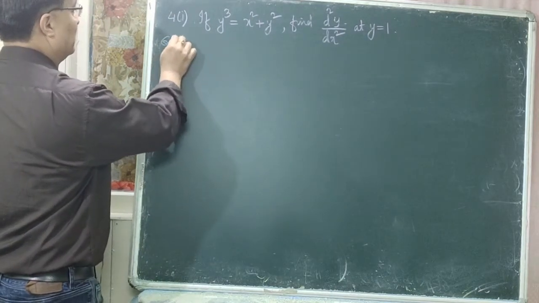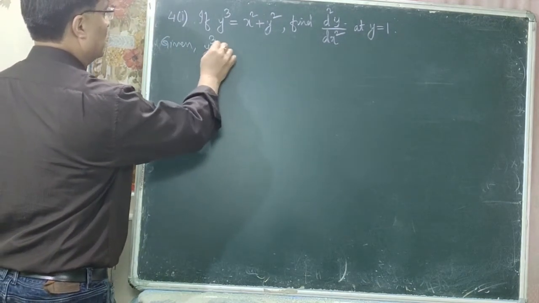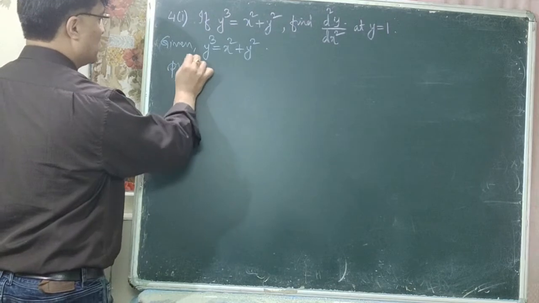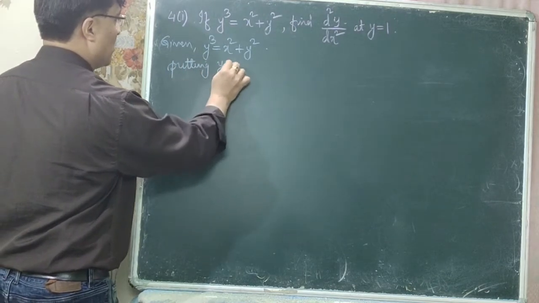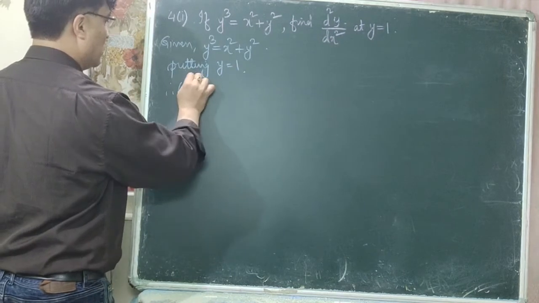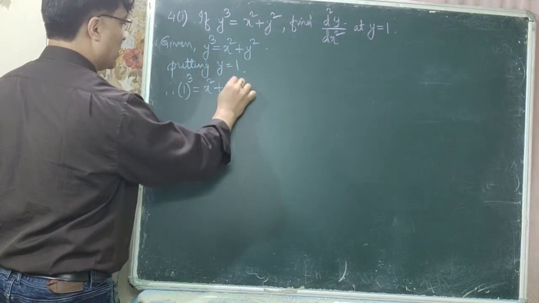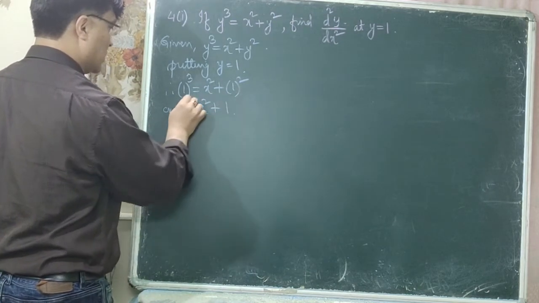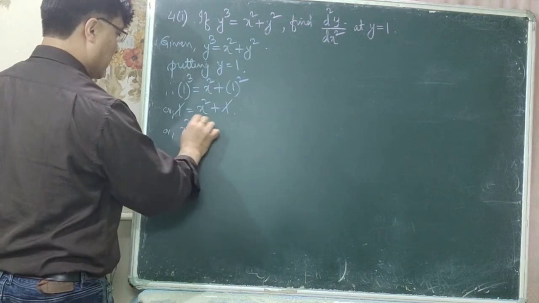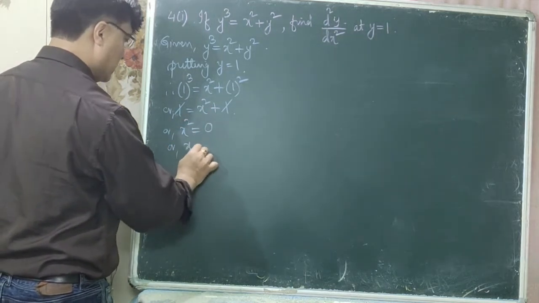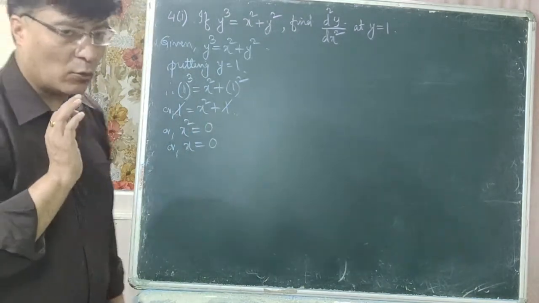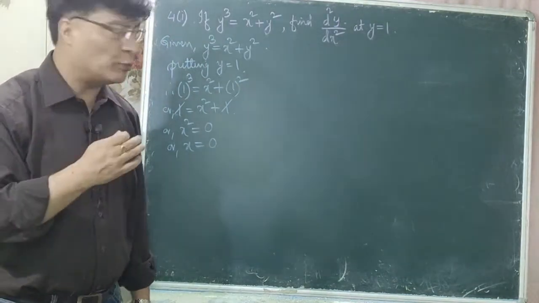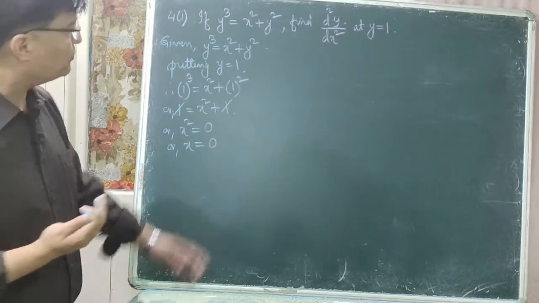So here given is y cube is equal to x square plus y square, right? So putting y is equal to 1, therefore 1 whole cube is equal to x square plus 1 whole square. Okay, so 1 is equal to x square plus 1. Here 1 gets cancelled. So what is the value for x square, which is equal to 0, or what is the value for x? X is equal to 0. Now wherever there is x and y, after you get the value for d2y by dx square, you have to put x is equal to 0 and y is equal to 1.